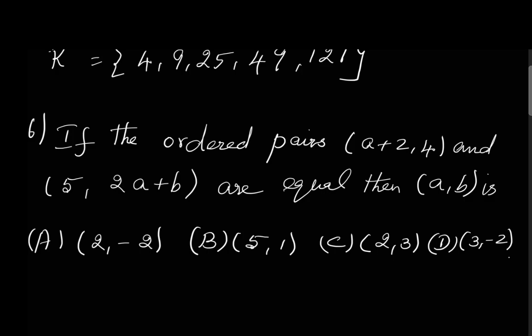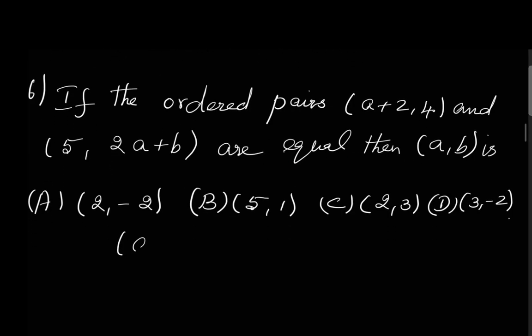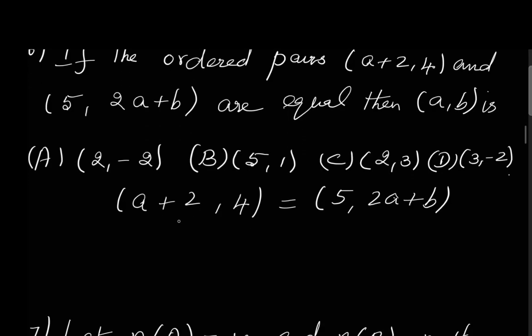Sixth sum. If the ordered pairs (A plus 2, 4) and (5, 2A plus B) are equal, then (A, B) is. These two ordered pairs are equal, which means the corresponding first elements are equal, 5, and the second elements are equal, 4 here and 2A plus B here. Then you have to find the ordered pair A, B.